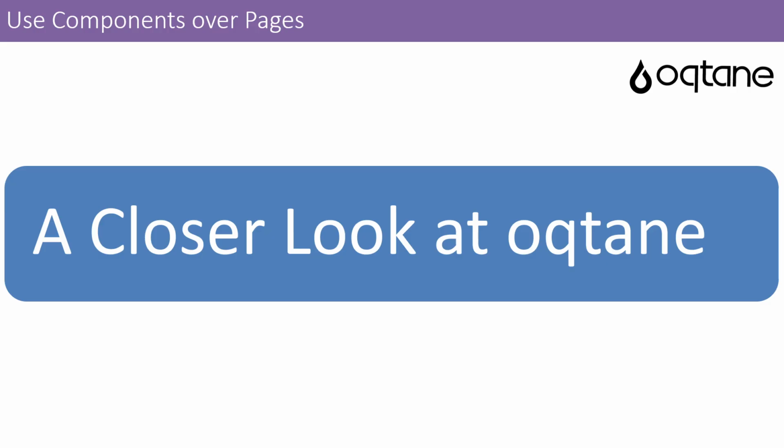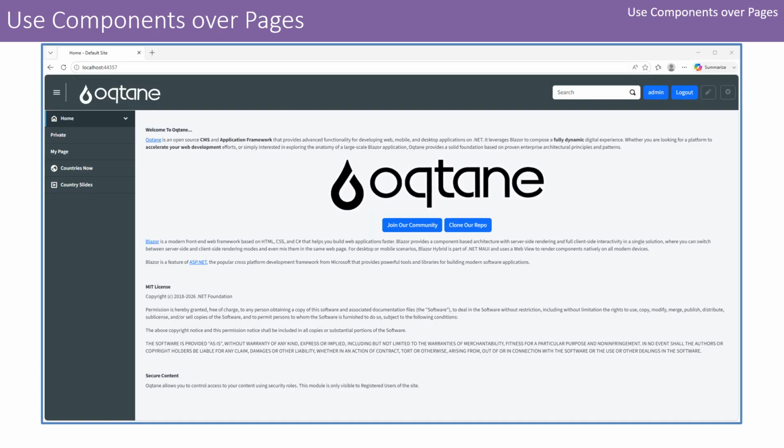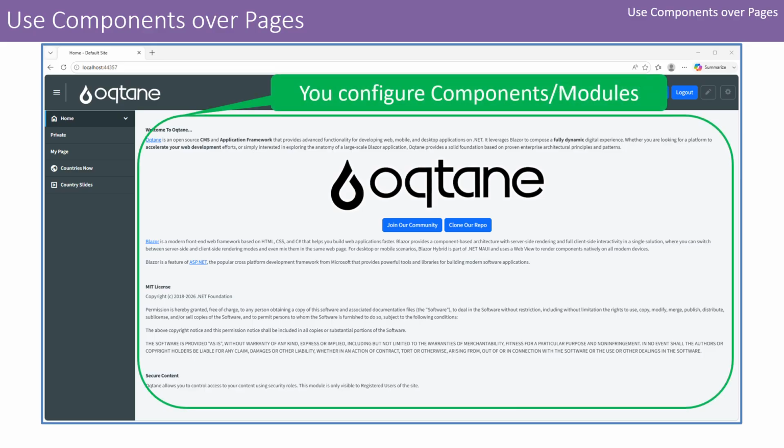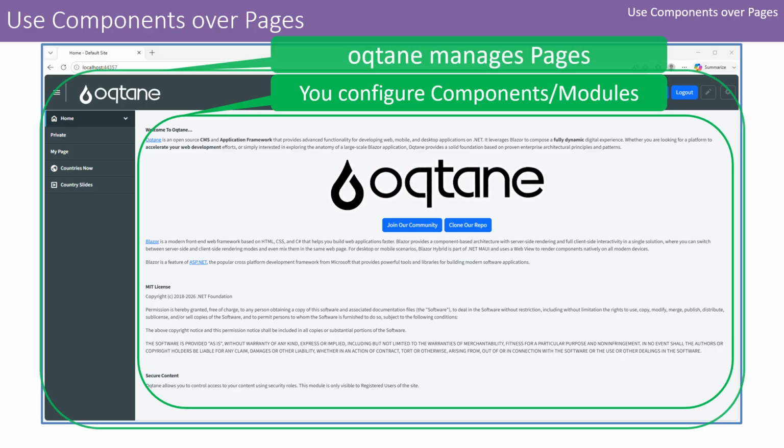So you also want to consider using components over creating pages directly. And let's take a closer look at Octane to understand why. Within Octane, you basically configure your different components and modules for what displays in the main area. And Octane itself is what manages pages. So let's see a demo of this.